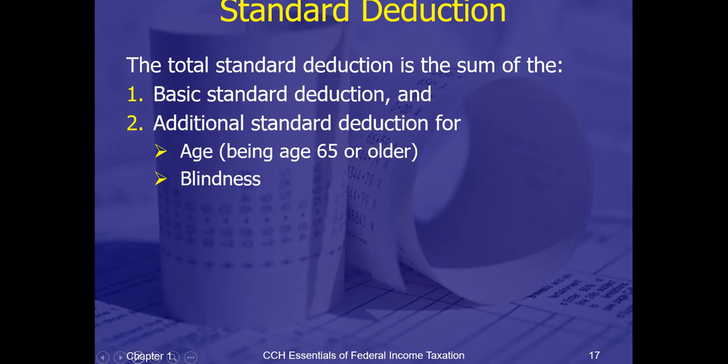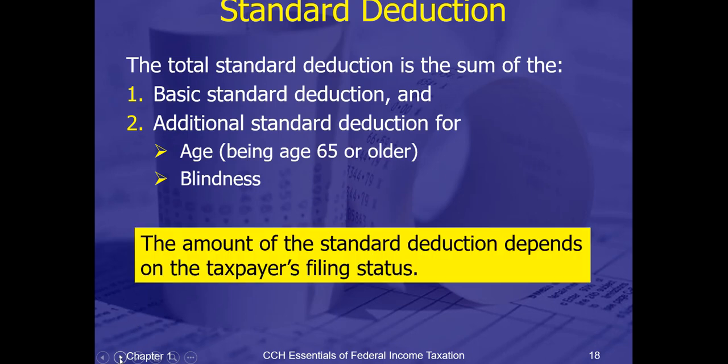This is the part that tends to be forgotten, is that you get an additional standard deduction for being over 65 because of age, or by being blind, which is defined as eyesight worse than 20/200. But those are the two things that get you an extra or additional standard deduction. So you have to pay attention to that. Okay, and it depends on their filing status.